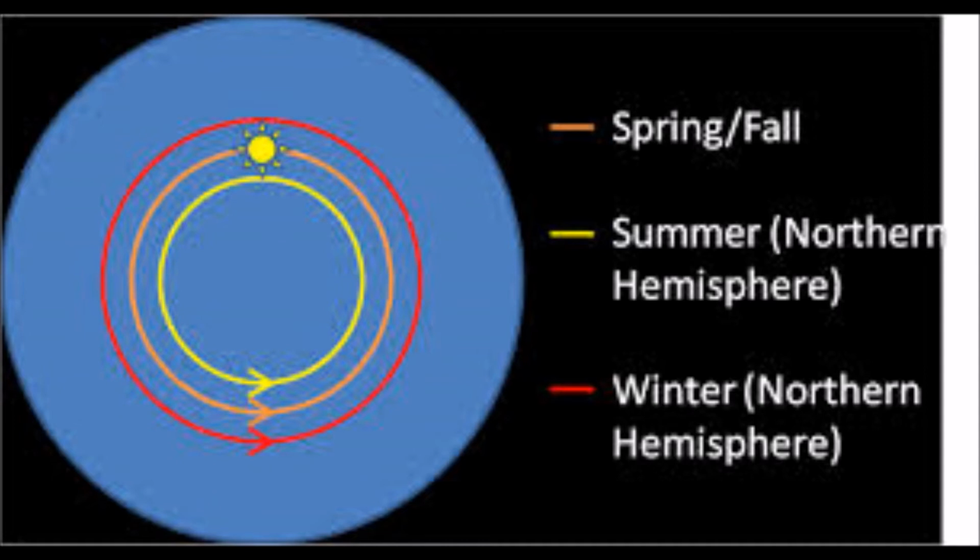Yeah, that's just another little projection here, just showing you how it works. Got spring slash fall in the middle, summer in the northern hemisphere in the yellow, and the red little circle is winter in the northern hemisphere. It is all reversed in the southern hemisphere, as we all know.